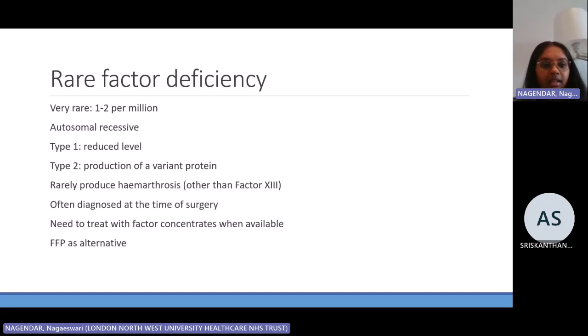And often diagnosed at the time of surgery. So these patients might have major surgery, and then because their bleeding is increased, that's when they're diagnosed. And again, you'd want to be treating them with factor concentrates when available. There is an alternative where we can give fresh frozen plasma, and this contains several different of these factors. Your aim, when you're treating them, is to achieve a plasma factor concentration that's at least as high as the minimal value needed to achieve hemostasis. And you do not want them to drop below that level when you're doing surgery, because you are aiming to achieve hemostasis.